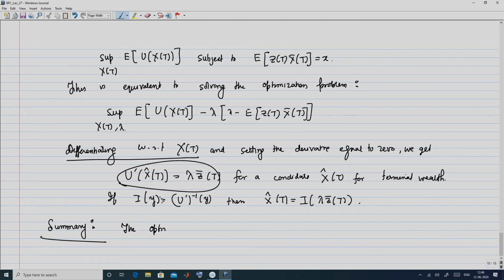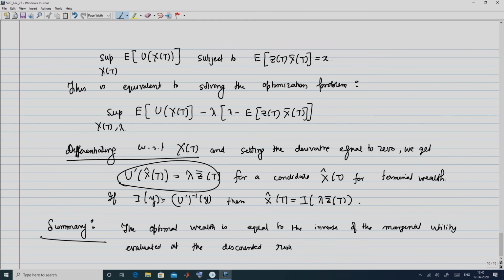So, let me just summarize the continuous time discourse. Here the optimal wealth is equal to the inverse of the marginal utility evaluated at the discounted risk neutral density. Remember, z of t is the risk neutral density. So, z bar of t is the discounted risk neutral density multiplied by lambda.